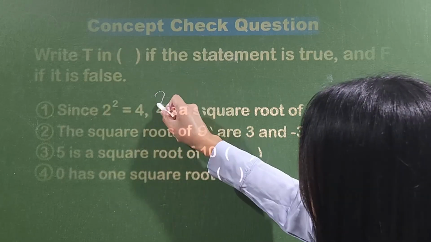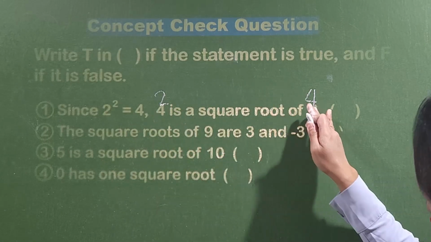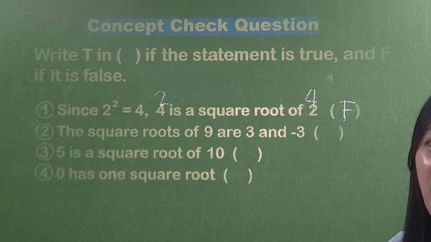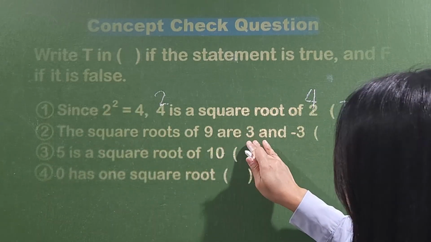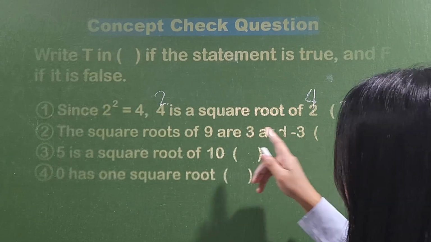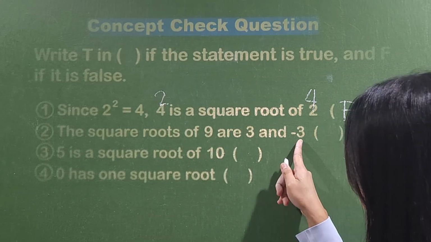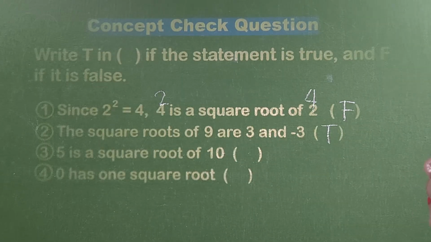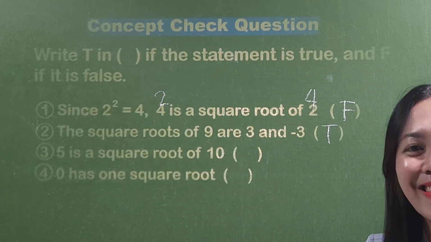We have to say 2 is a square root of 4 because 2 times 2 would give us 4. So the first statement is false. What about the second statement? The square roots of 9 are 3 and negative 3. This is correct, or this is true. It's because 3 times 3, the result is 9. Negative 3 times negative 3, the result is also 9. So this is true.